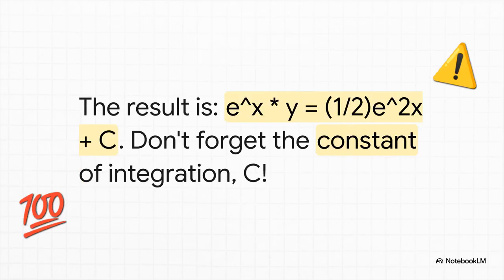So when we do that, the integral and the derivative on the left just cancel each other out. We're left with e to the x times y. On the right, the integral of e to the 2x is 1/2 e to the 2x. And this is super important, so don't you forget it. We have to add the constant of integration. Always add that plus c. You do not want to lose easy marks on that one.